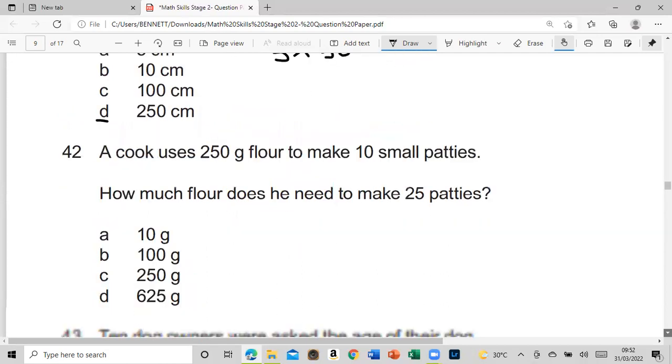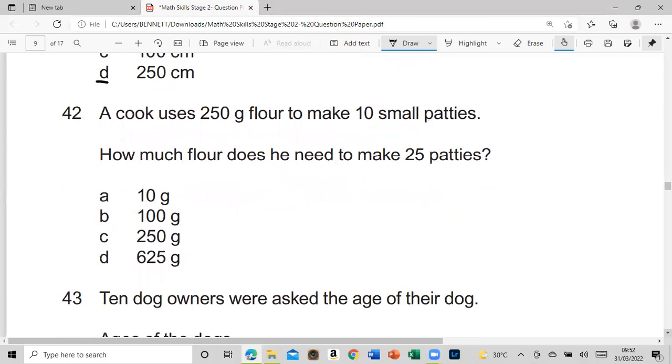A cook uses 250 grams of flour to make 10 small patties. Oh, I would love a tasty patty right now. Come on. Who wants to bring me a tasty patty? Hot, crunchy.